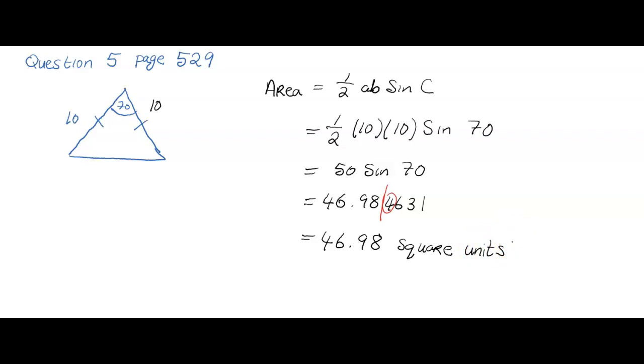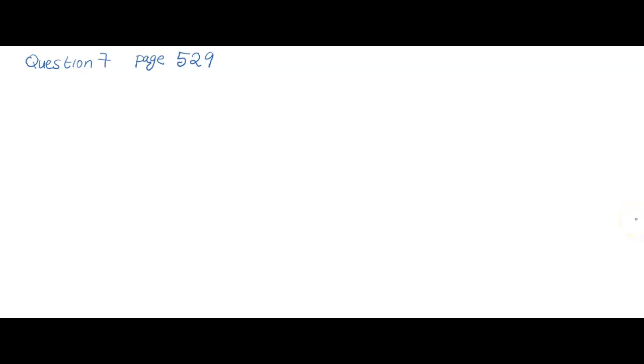Is that okay? So the next question we're going to look at is question 7 on page 529. In a triangle X, Y, and Z, XY is 9 centimeters, XZ is 18.4 centimeters, and the angle XYZ is 82 degrees. Calculate to the nearest square centimeter the area of the triangle XYZ. So again, I'm just going to draw this out rough.